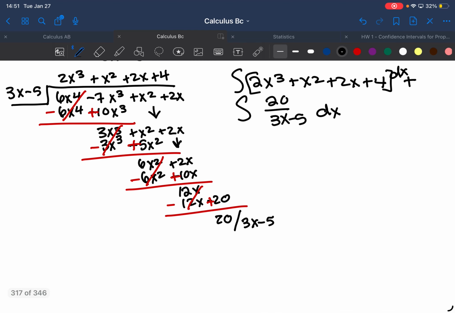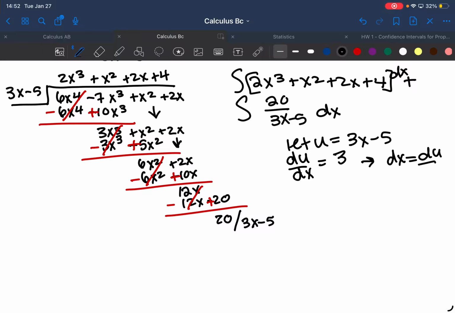Okay, so this time let's go ahead and start with the second integral instead. So let's start with the u substitution. What would we let u equal? Good, 3x minus 5. Let u equal 3x minus 5. So du dx equals 3. The derivative of 3x minus 5 is 3. Okay, we need to solve for dx. And I get that dx is equal to du over 3.